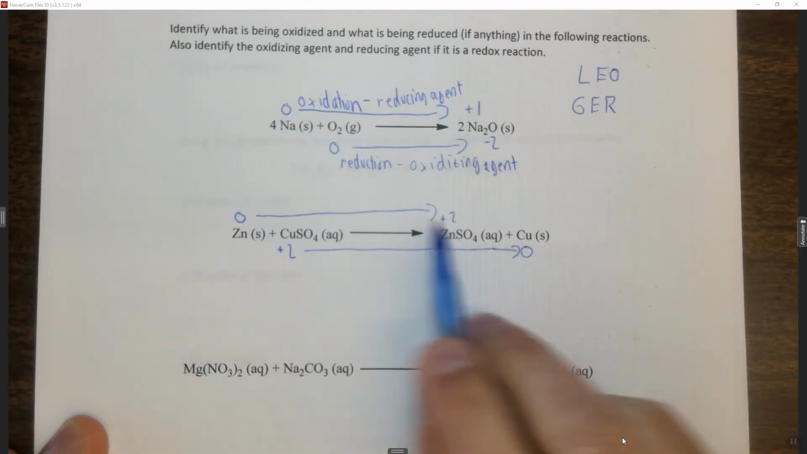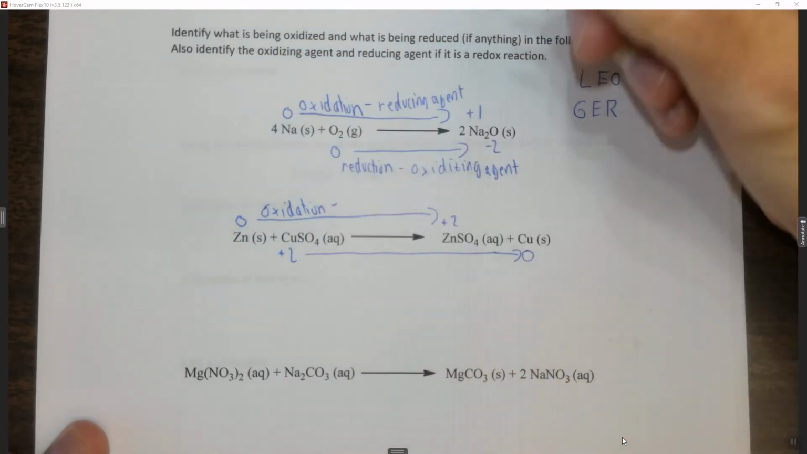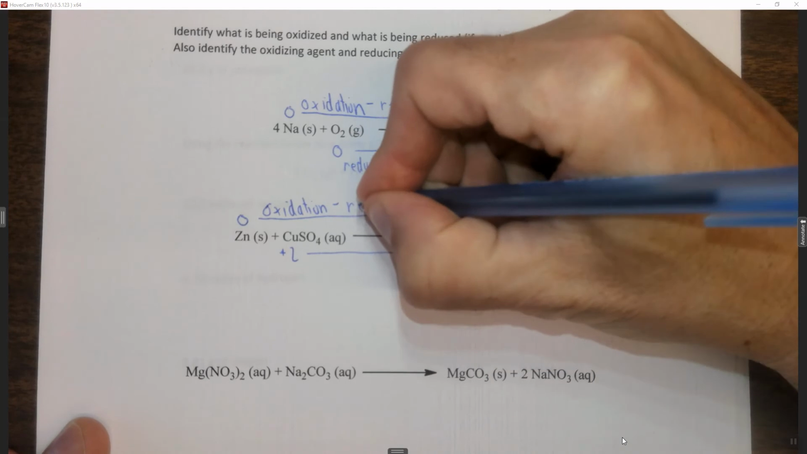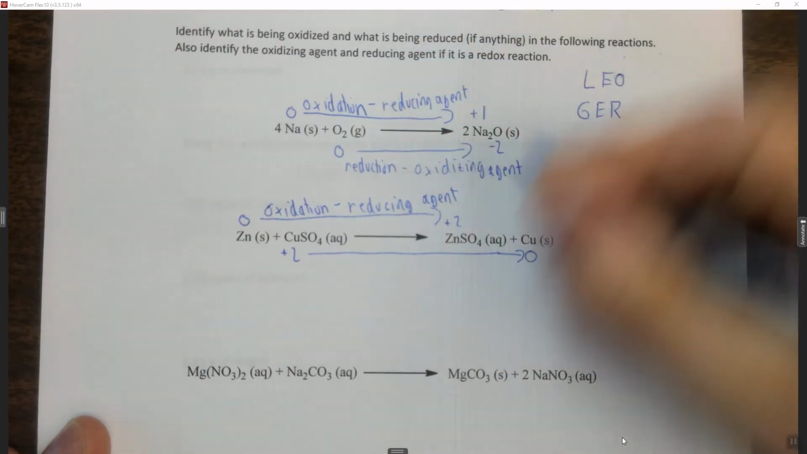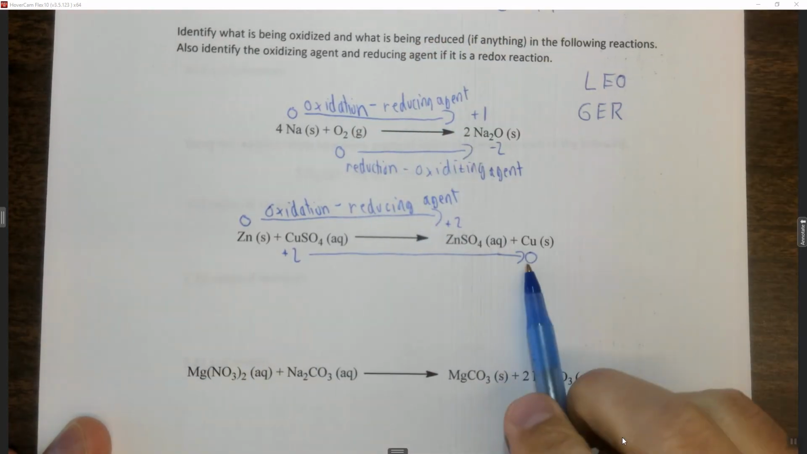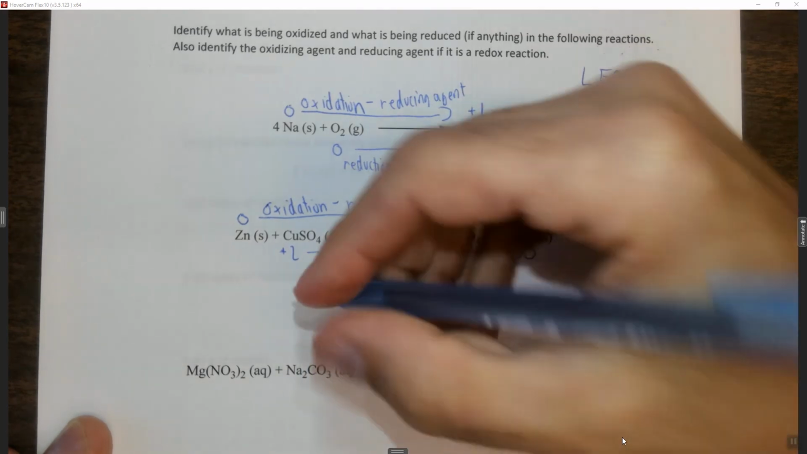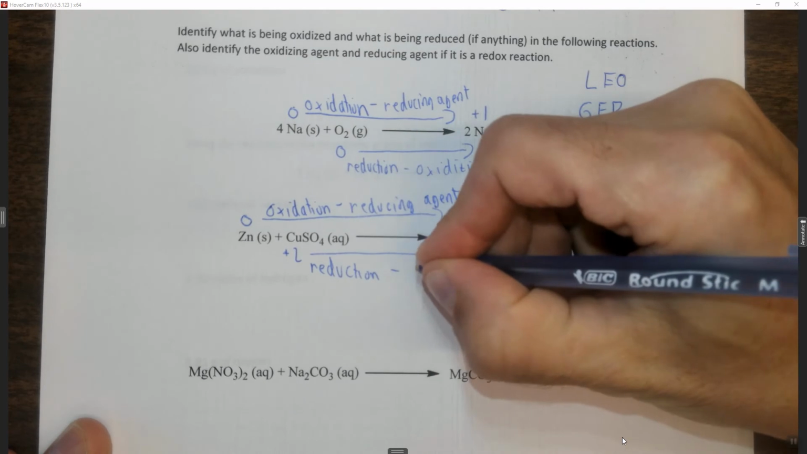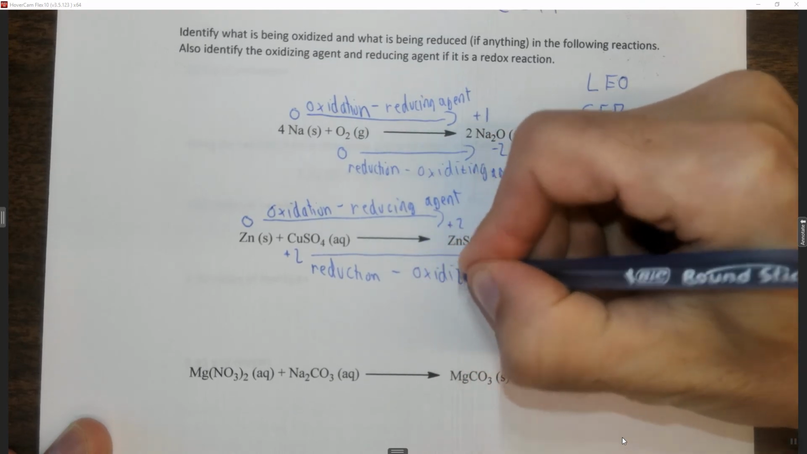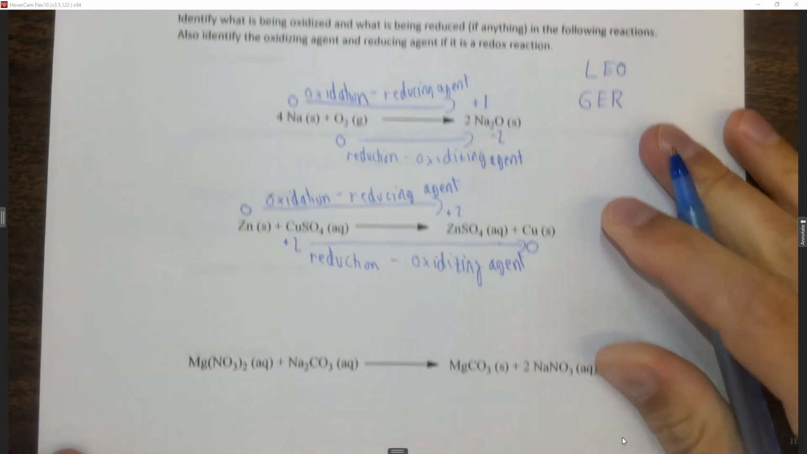In this case, 0 to 2 plus is losing electrons. So this is oxidation. Said another way, zinc is the reducing agent. Copper went from plus 2 to 0. That is gaining electrons. It has a positive charge, now it has no charge. That's gaining electrons. So this is reduction, or said another way in this case, copper is the oxidizing agent.